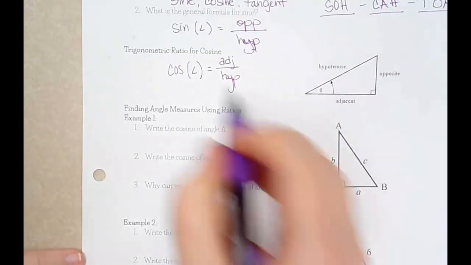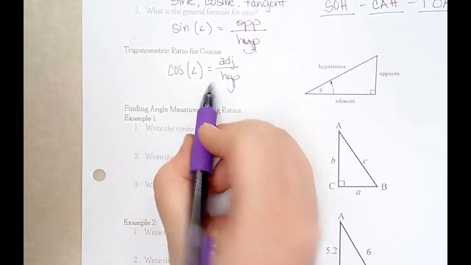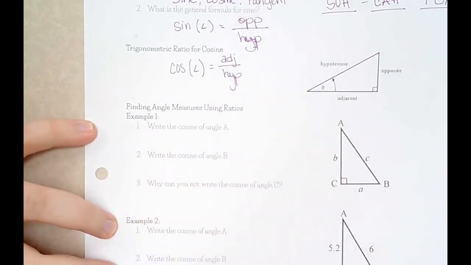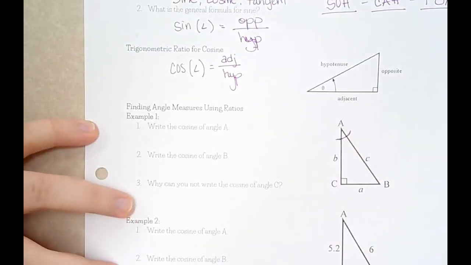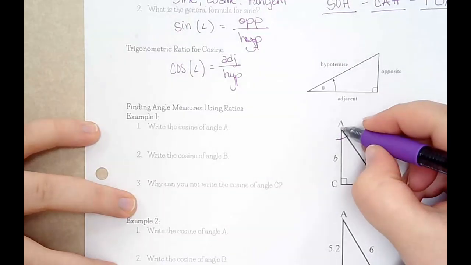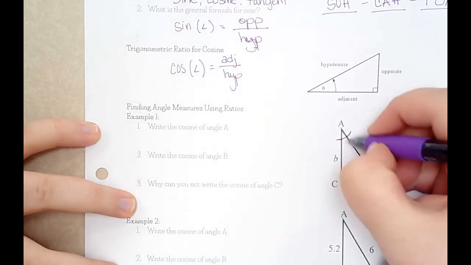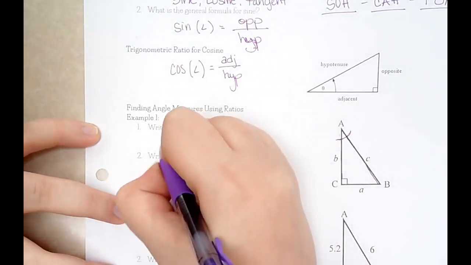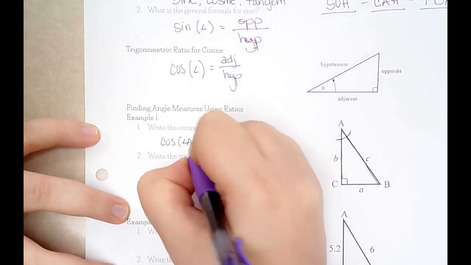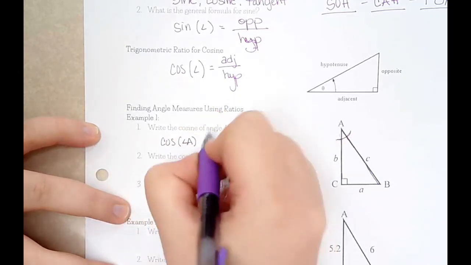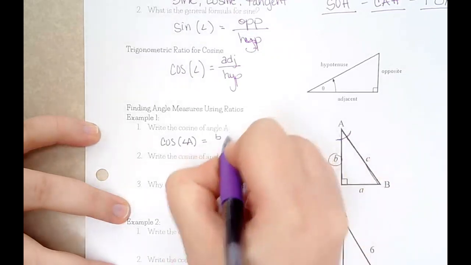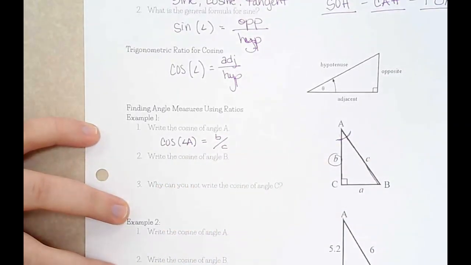So if cosine is adjacent over hypotenuse, we can write the cosine of angle A down. Well, which side is adjacent? You're going to have one side that's the hypotenuse, and the other side that's touching is going to be your adjacent side. So cosine of angle A, make sure you're writing what you're talking about, adjacent, that's my B in this case, over my hypotenuse, my longest side.